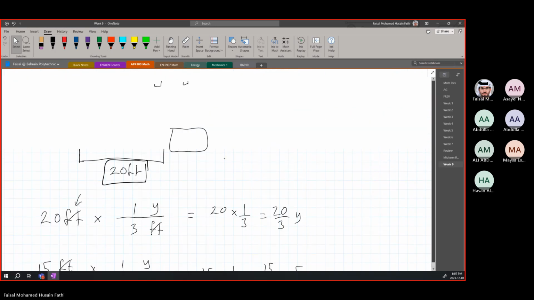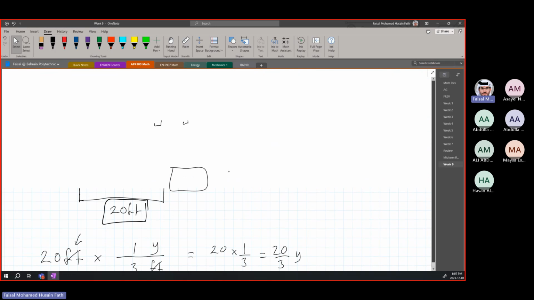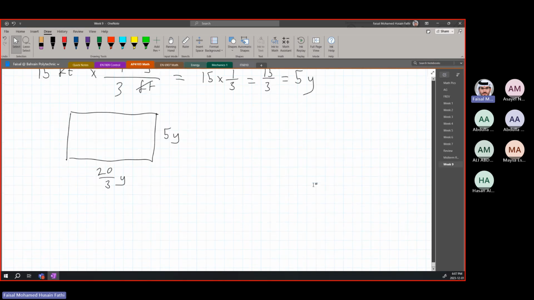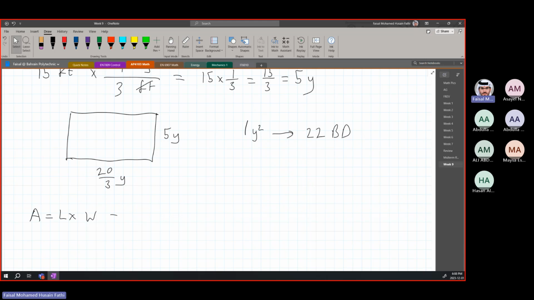Now we can solve the question exactly the same way we did before. They told us in the question that 1 square yard costs 22 BD. So we know that 1 yard squared costs 22 BD. What do we need to do? We need to find the area. How do we find the area? For a rectangle, area is length times width. So it's equal to 20 over 3 times 5, which is equal to 100 over 3 yards squared.